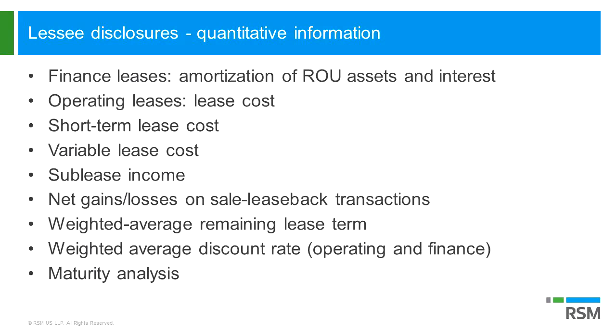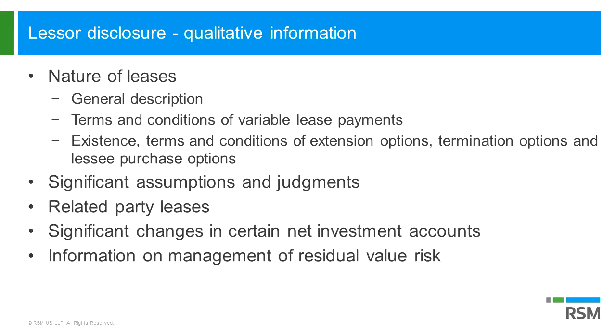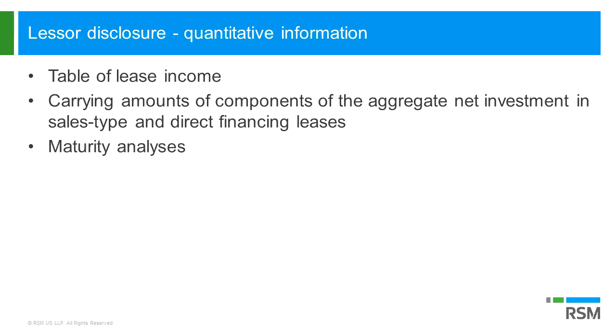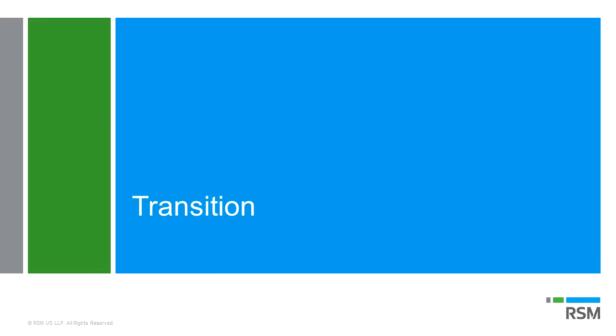On operating leases, disclose the lease costs, short-term lease costs, variable lease costs, sublease income, any net gains or losses on sale and leaseback transactions, weighted average remaining lease terms, weighted average discount rates, operating and finance, and maturity analysis. Some of this information may not be currently available in your current systems, and so you'll need to start gathering that information as well when you do your evaluation. The lessor disclosure changes we won't discuss at this time. That really gets us to the transition.